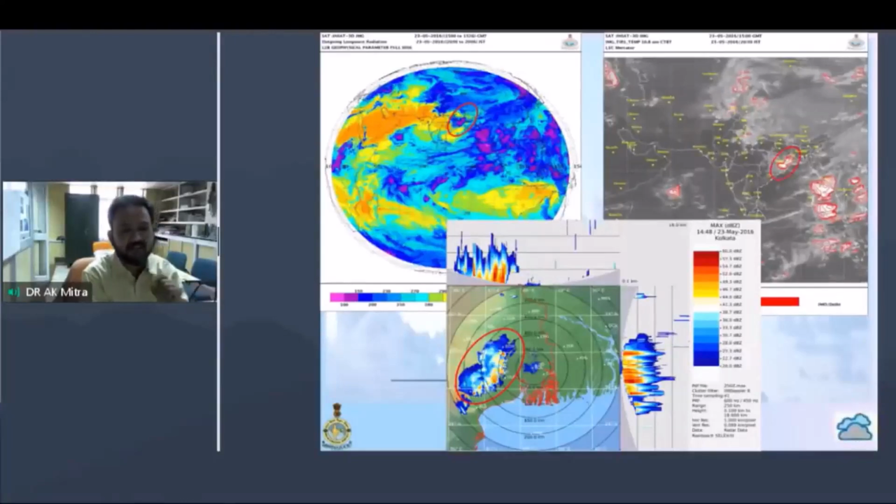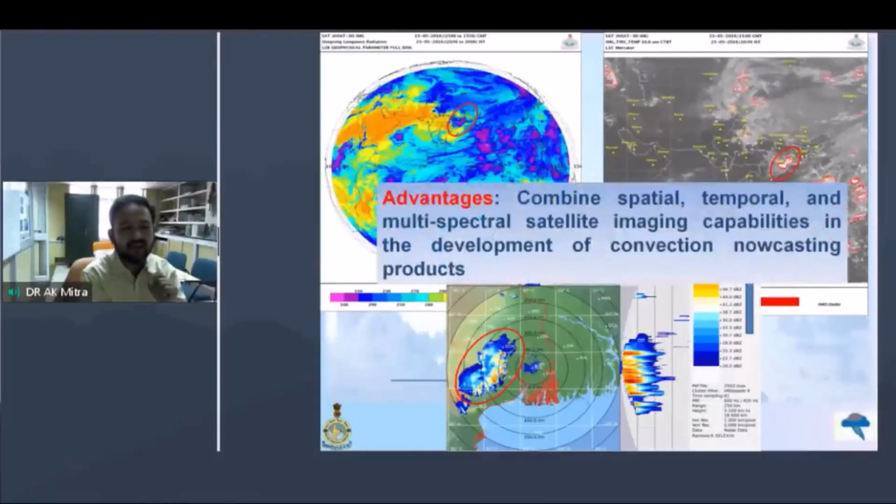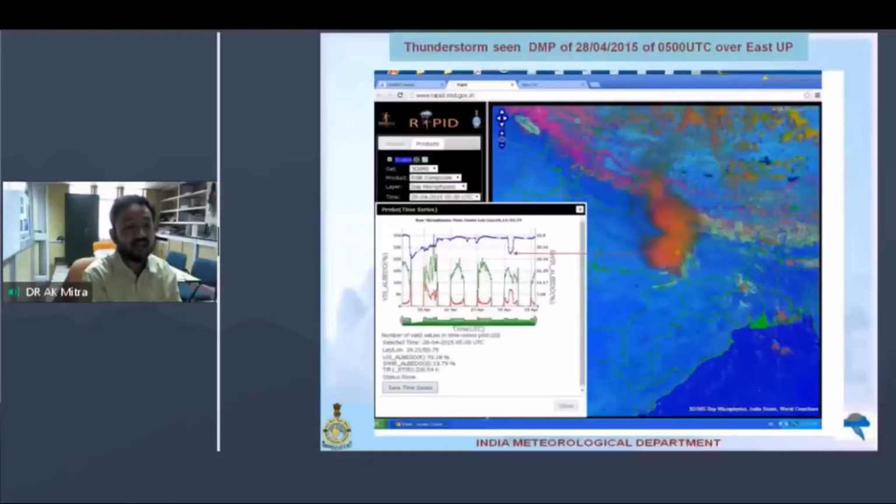Now you see the Calcutta region and your radar, and then you see the DBZ. So combining spatial, temporal, and multispectral satellite imaging capability in the development of convection nowcasting products, this is the most important thing. And that is what I'm saying: IMD's nowcasting has improved like anything in the last 2 to 3 years. Now this is another thunderstorm. If you simply go by a satellite imagery and click on the button, it will show how the temperature is getting dipped. It is dipping to less than 230 K, that is almost minus 50 to minus 60. So this time series plot is also helping us.